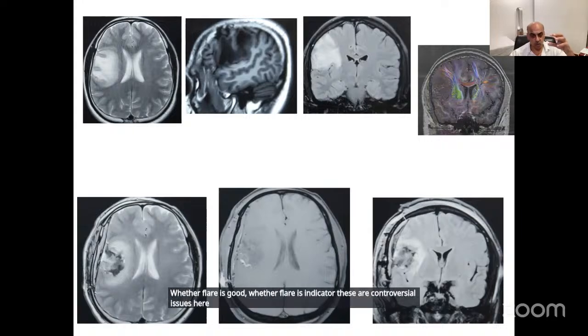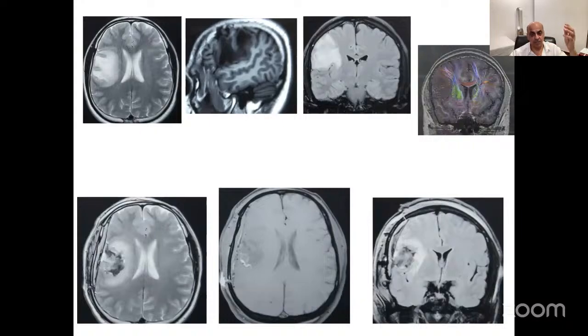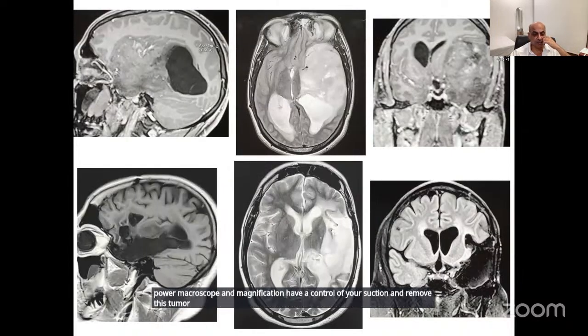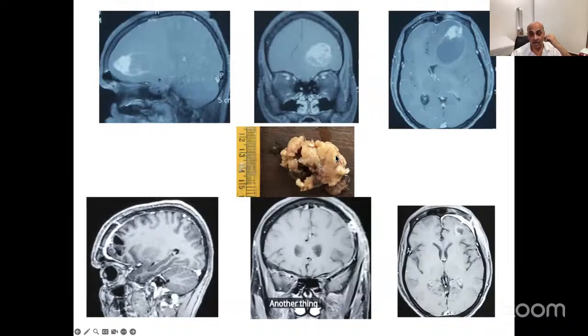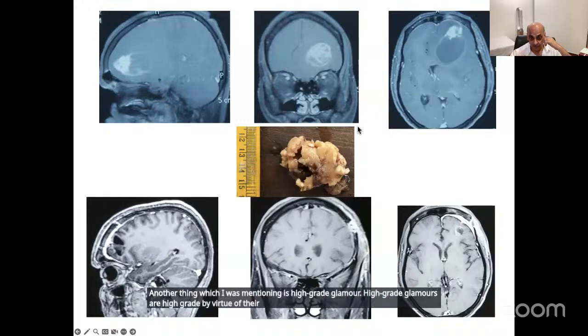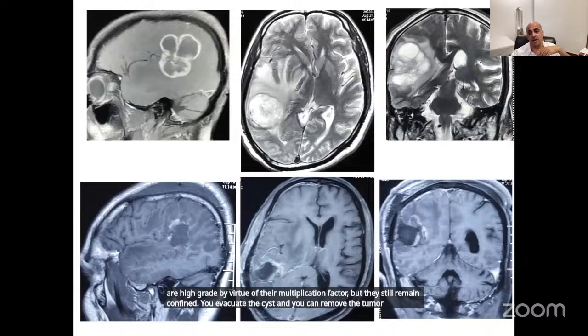But when you go, you see what you see under a very high power microscope and magnification. Have control of your suction and remove this tumor. And you can remove big tumors, dangerous tumors. Another thing which I was mentioning is high-grade gliomas. High-grade gliomas are high-grade by virtue of their multiplication factor, but they still remain confined. You evacuate the cyst and you can remove the tumor around, circumscribe and en masse.